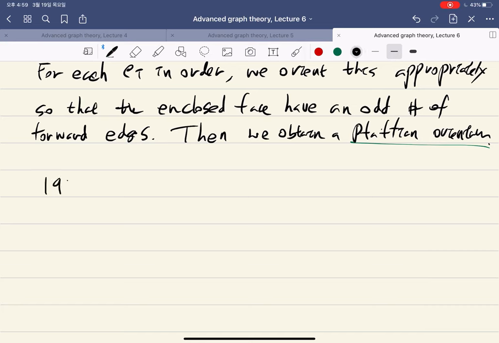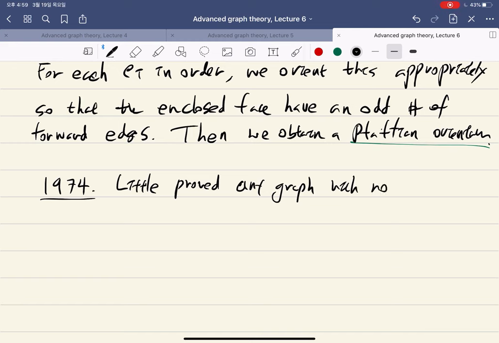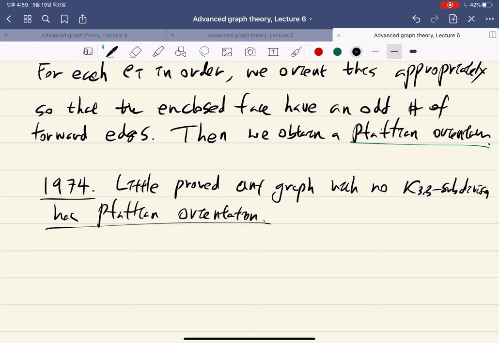And more generally, in 1974, Little proved that any graph with no K3,3 subdivision has a Pfaffian orientation. So recall that the planar graphs are exactly the ones which don't contain a K5 subdivision and no K3,3 subdivision. So this class is a bit bigger than planar graphs. And even for that, we can find a Pfaffian orientation.